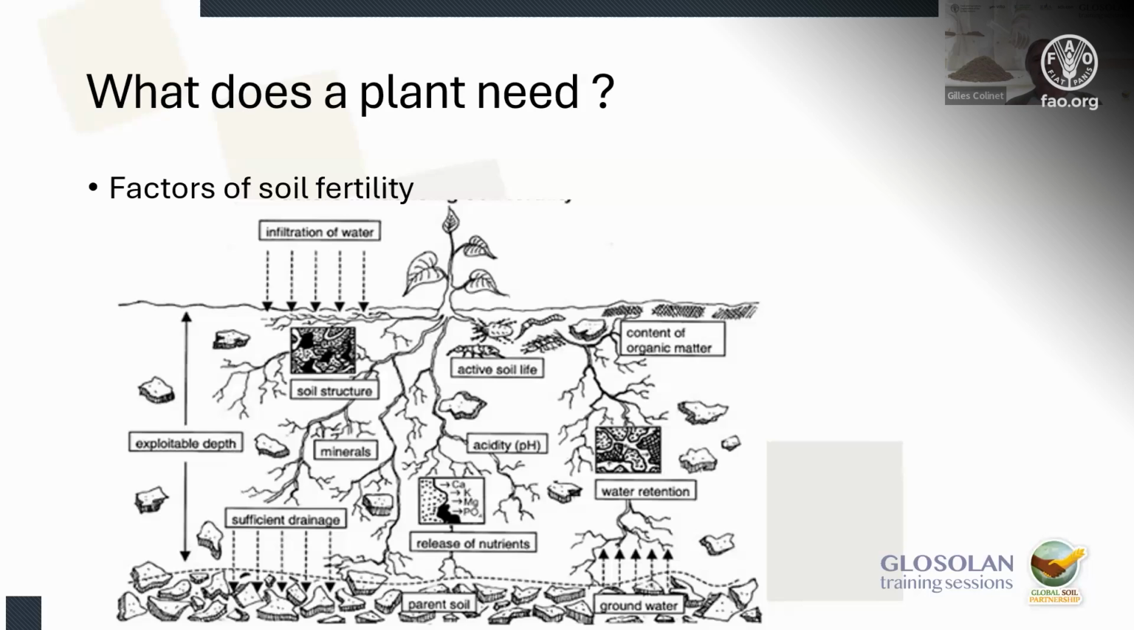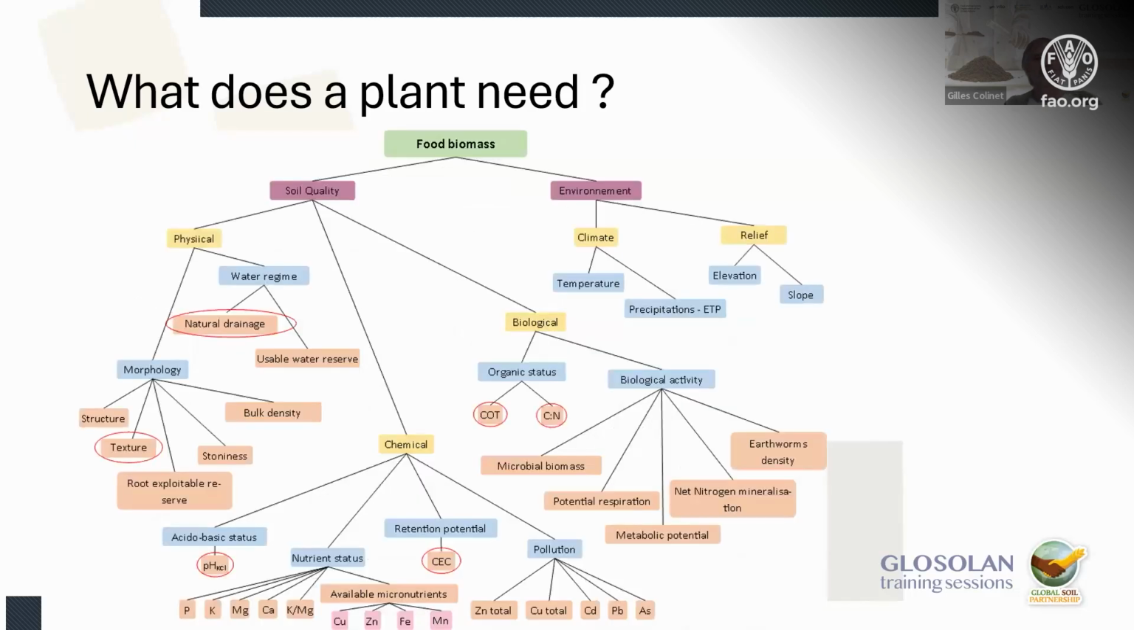And also another important part is the content of organic matter, which is also a source of nutrients, and the liberation of the nutrients from the organic matter depends on the biological activity. But the organic matter is also important for other properties, such as the structure, the resistance of the structure, and so on. So there are many factors of soil fertility.